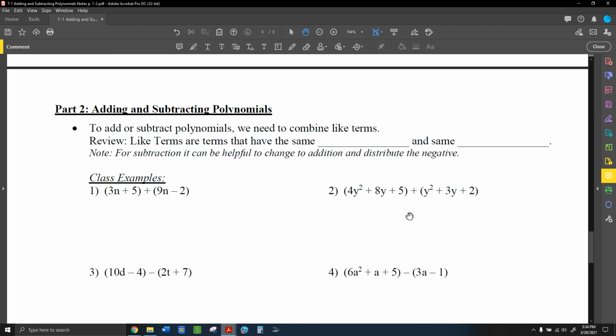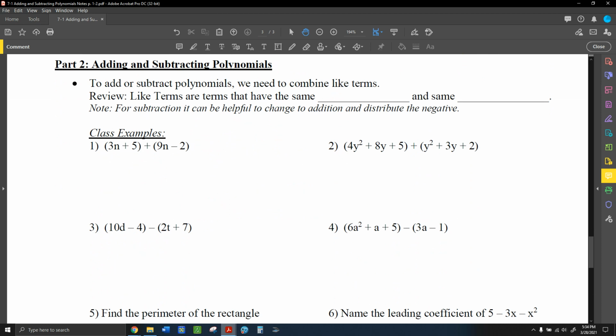Okay. Now let's actually get some practice. So part 2, adding and subtracting polynomials. In order to add or subtract polynomials, we need to combine like terms. So as a review, like terms are terms that have the same variables and the same exponents.